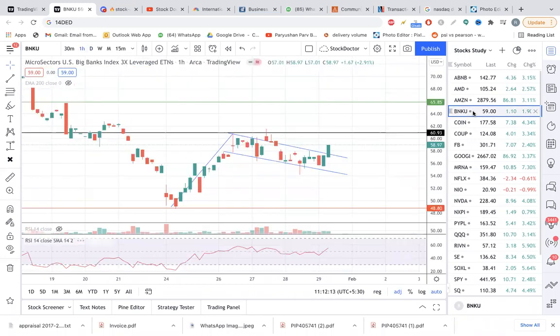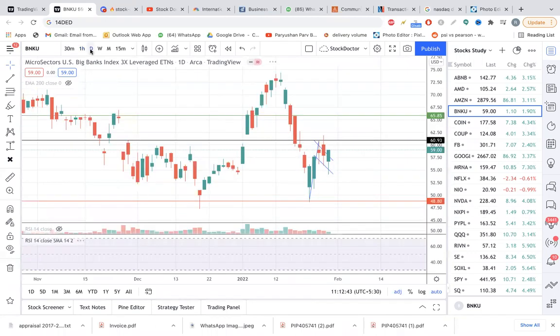The next stock we have is BNKU. BNKU has given a breakout on the hourly chart. You can see here it has created a flag and pole pattern on the hourly chart, and high probability that it can go back towards 60 and $65. See, all these stocks are giving a breakout because they have created a good bottom, and from there they are trying to go back up, but the index needs to support them to go up from here.